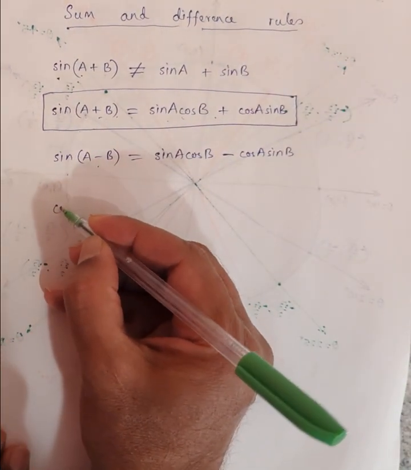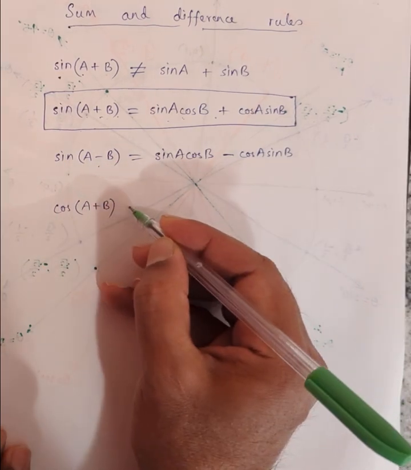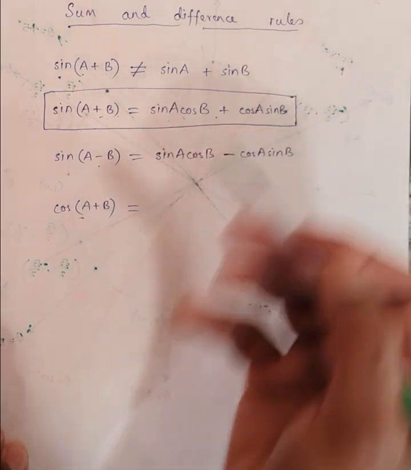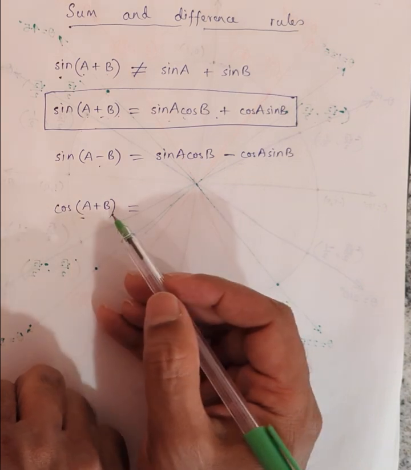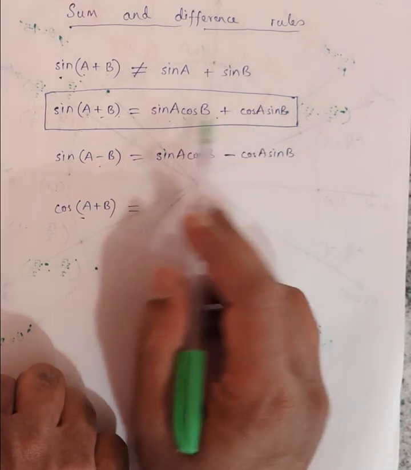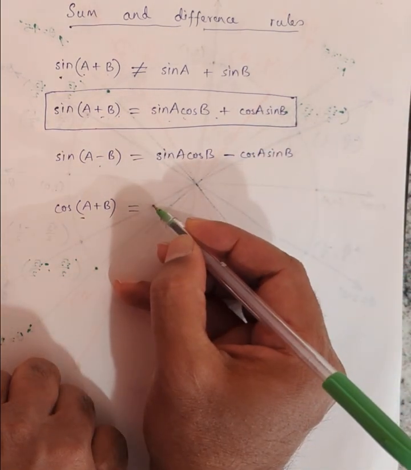Now let's move on to cos of a plus b. And you might have guessed that it's not cos a plus cos b. And what would cos of a plus b be? Let me tell you, it does not look anything like sine of a plus b formula. So this is what it looks like.